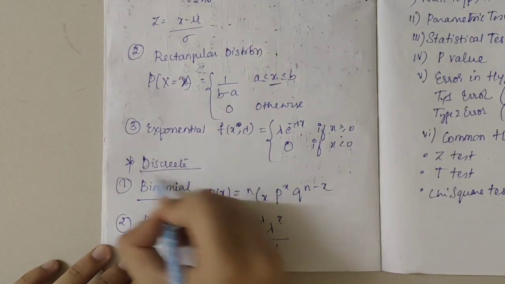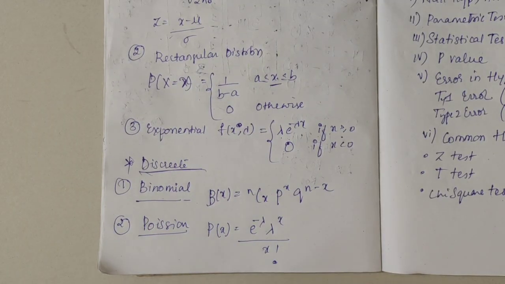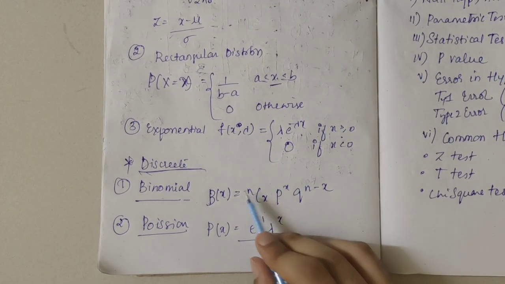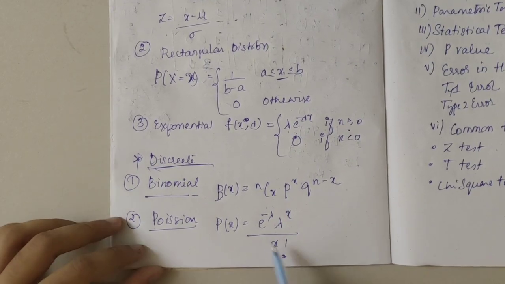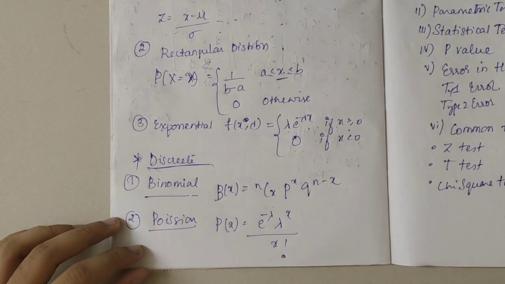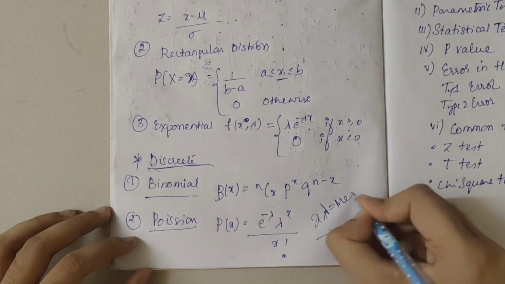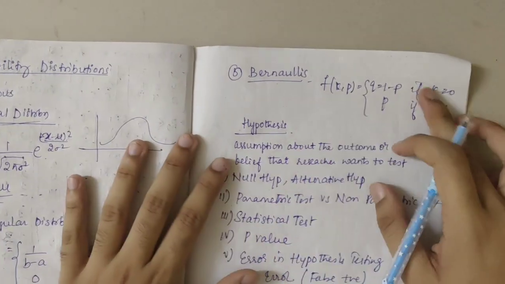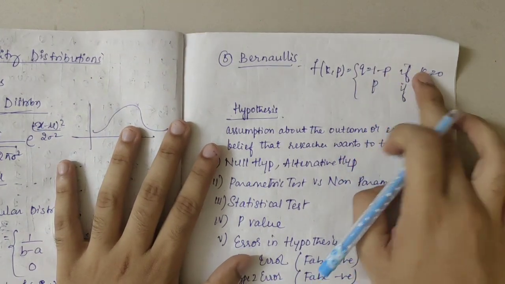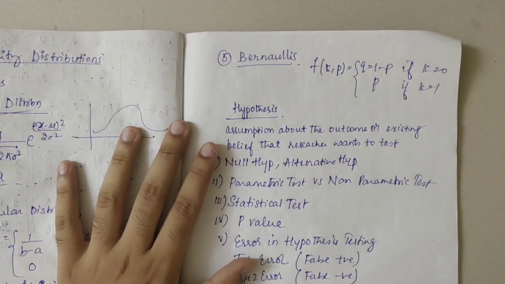Coming to the discrete probability distribution part, we have binomial, that is b of x is equal to n c x p to the power x into q to the power n minus x, and then for Poisson we have e to the power minus lambda, lambda to the power x by x factorial. Here lambda is the mean, mu. Then we have Bernoulli's. So Bernoulli's formula, we know q is equal to 1 minus p if k is equal to 0. If k is equal to 1, then it's just p.